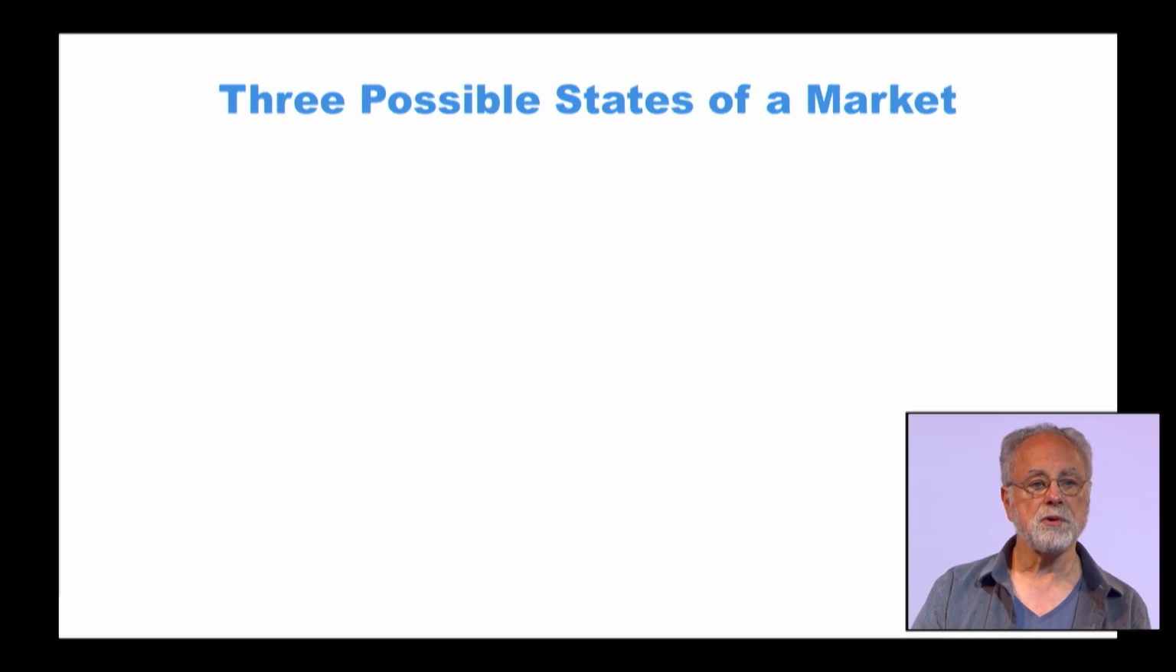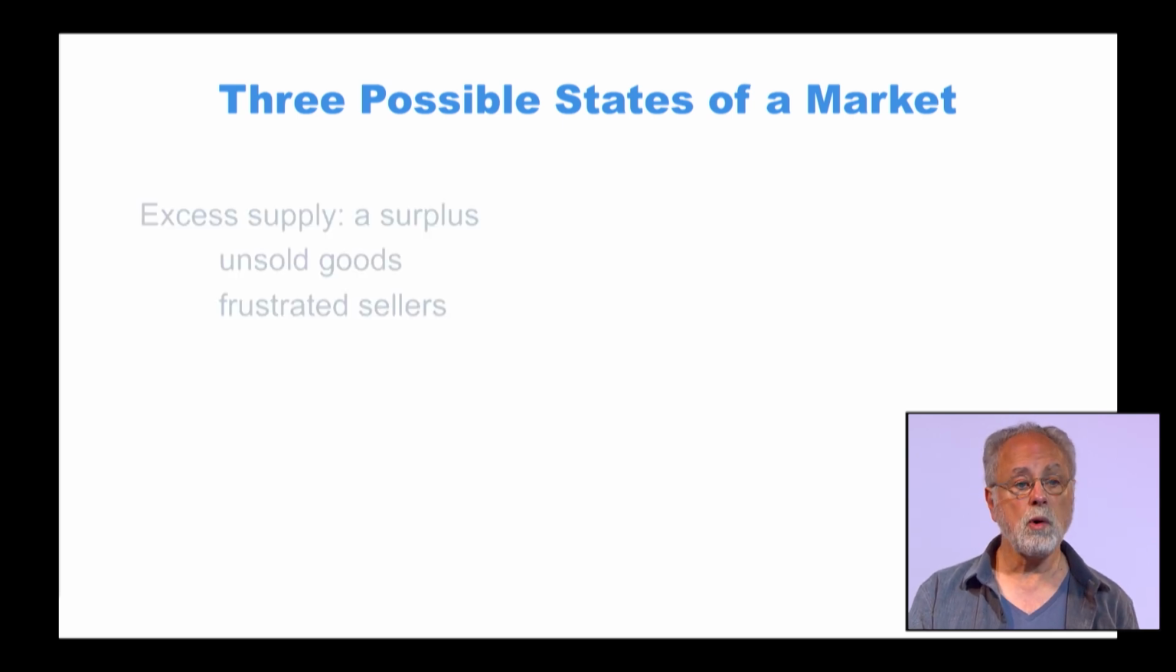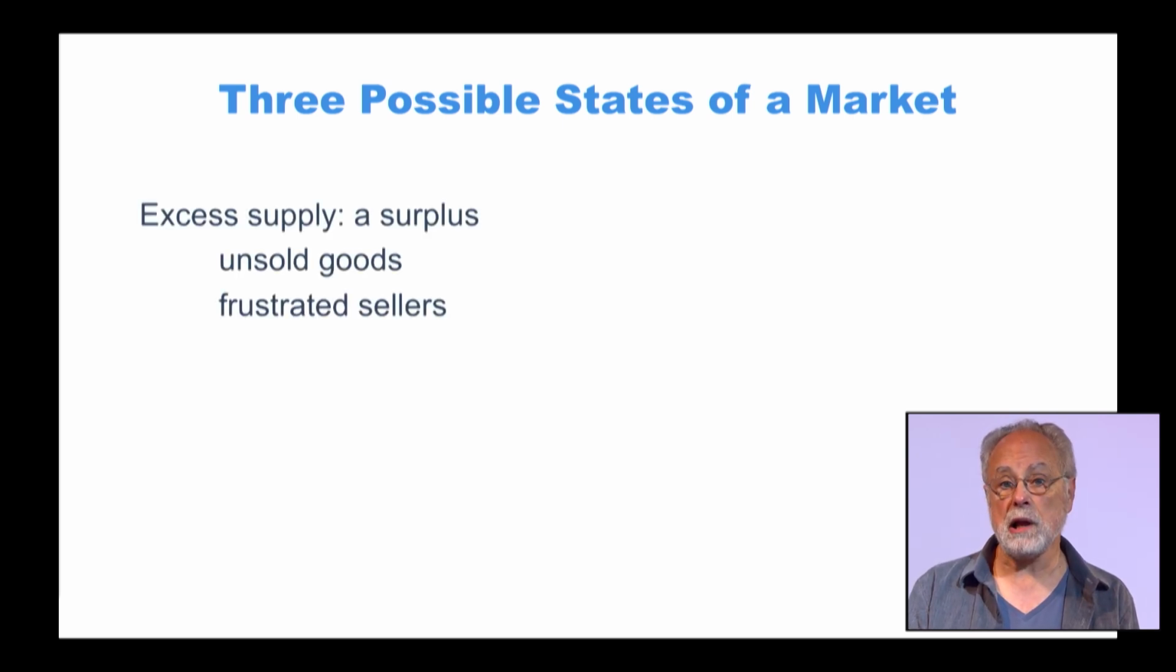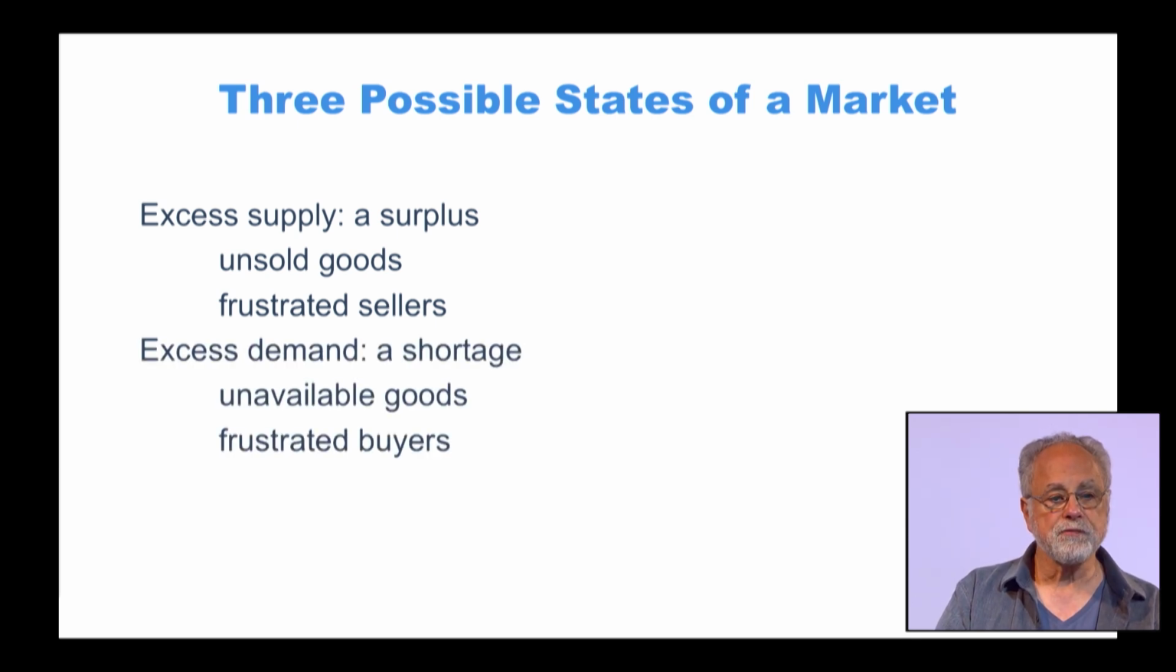Next step, there are three possible states that a market can be in. One is that you could have excess supply. So the amount that's being supplied to the market by the sellers is greater than the amount that consumers wish to purchase. In that case, of course, some of the goods won't be sold, and in that situation, you're going to have some sellers who are going to be very unhappy because the goods are piling up. They're not selling them.